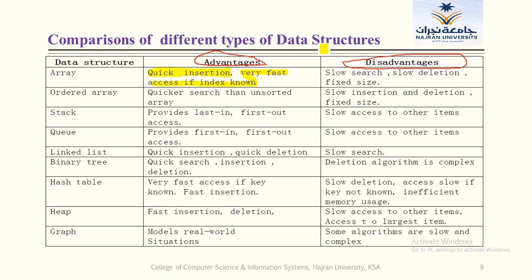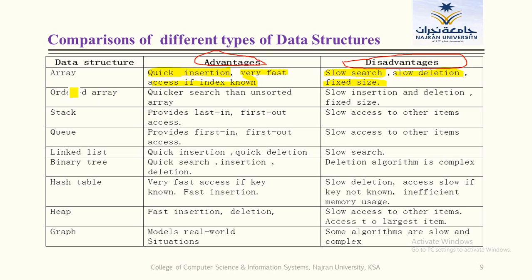But at the same time, it has some disadvantages. Searching is very slow. Because if I'm going to search for anything, then I have to start from index 0 and search all the array until I get the element that I am looking for. And deletion is also very slow, and size is also fixed. These are some disadvantages of array.